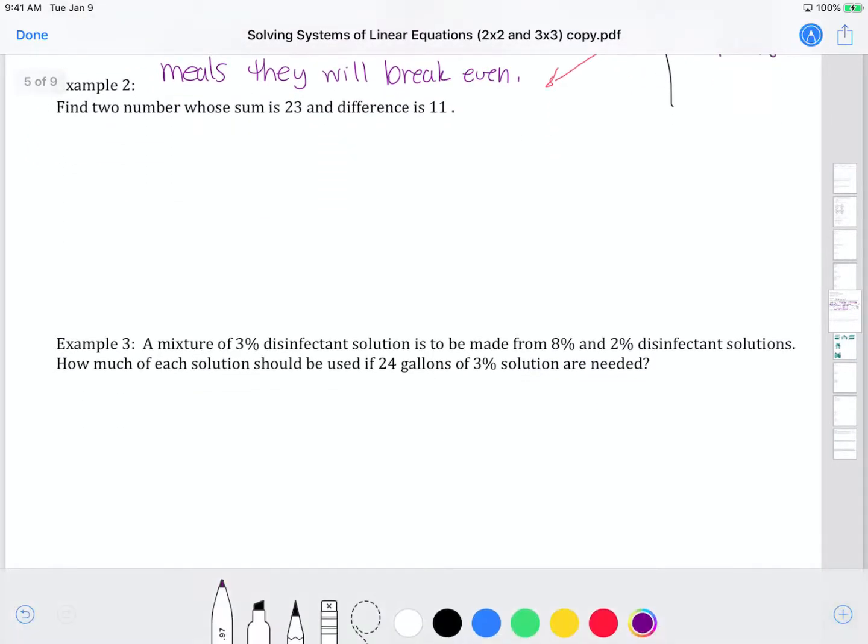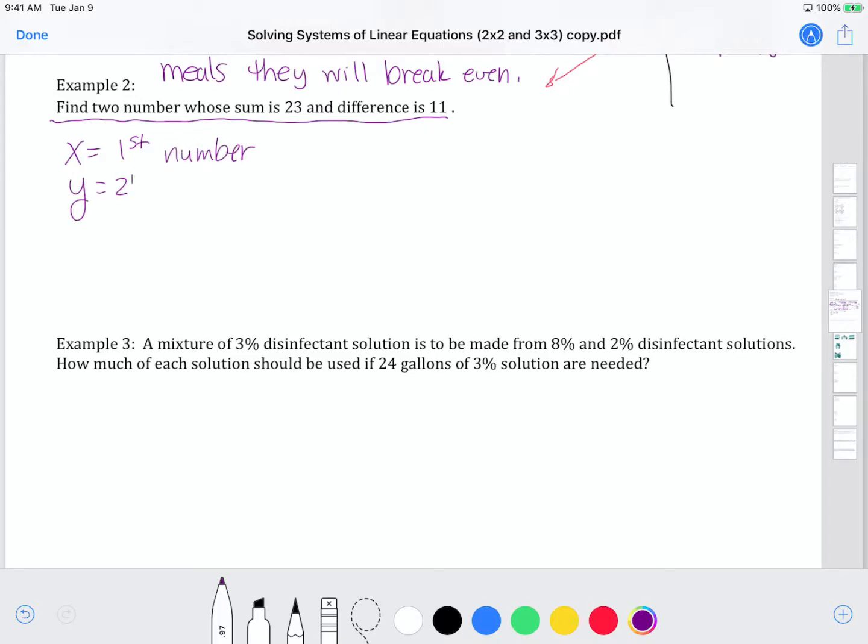Okay, in example 2, it says find two numbers whose sum is 23 and difference is 11. So I have two numbers. Again, we have to label what everything is. Let x be the first number. Let y be the second number.